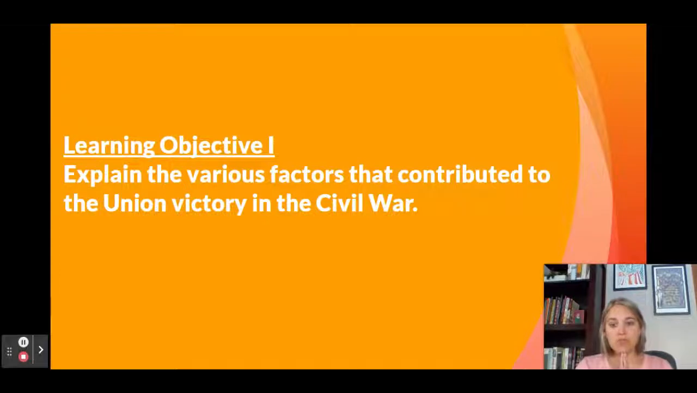So hopefully this helped you to understand. We didn't quite get to the factors that contribute to the Union victory, but we did touch on that first key point, which is really about the mobilization and the home front opposition that develops.